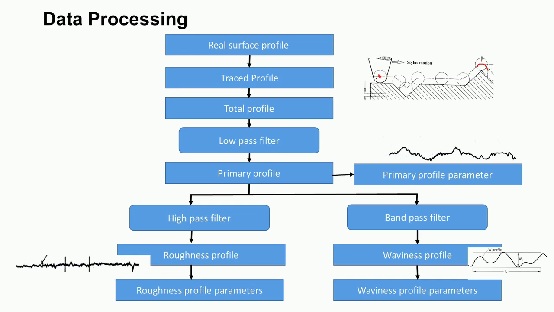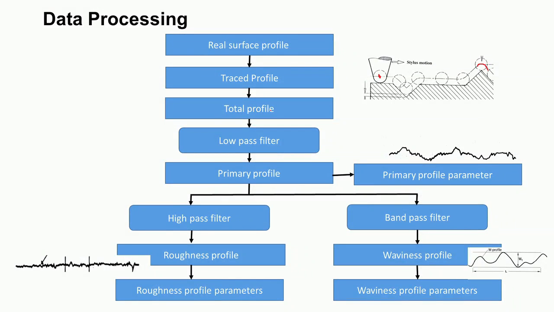So we get the traced profile like this, which consists of the various elements like form, waviness, roughness, etc. That means the total profile, which is a combination of form error, waviness and roughness, we get, and then appropriate filters, low pass filters and high pass filters, Gaussian filters, different filters are used to get the required profile.